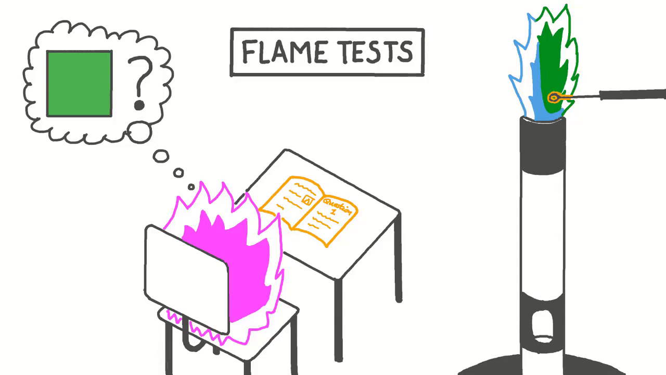In this video, we will learn about flame tests, how to do them, why they work, and how they allow us to identify the metal ions in some substances. We'll look at the colours produced by alkali, alkaline earth, and other metal ions.